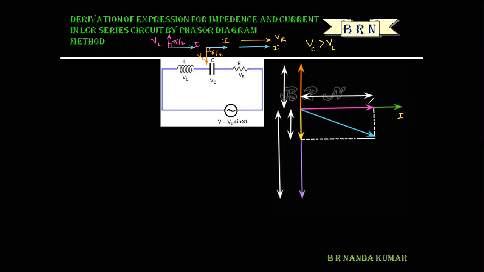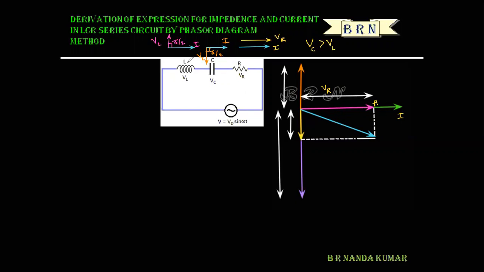This point is very, very important. The potential difference across R, that is VR, is in phase with current, so there is no phase difference between the current and VR. What is the phase difference between VR and I? That is zero. That means both are moving in the same direction. So VR, in phase with current, is represented by the vector OA.